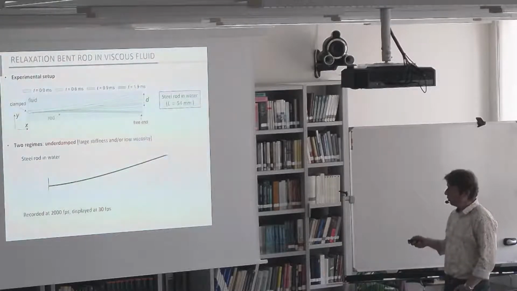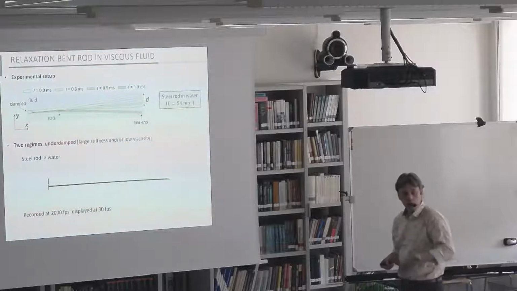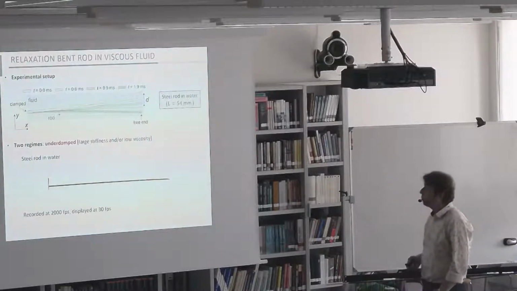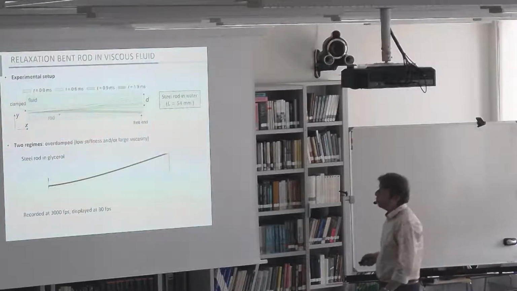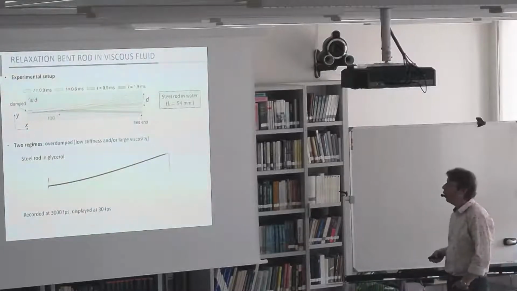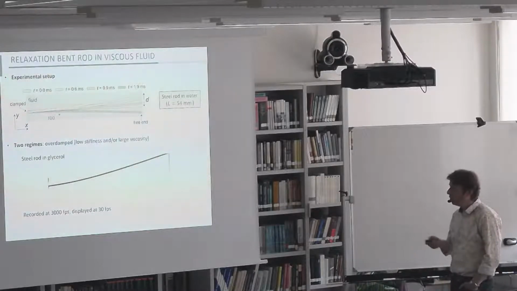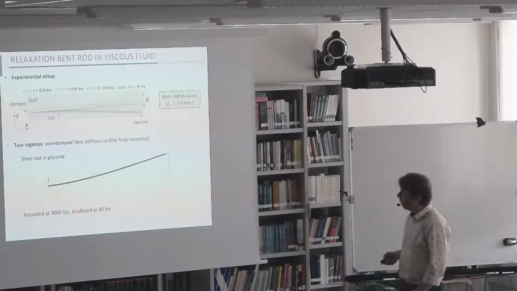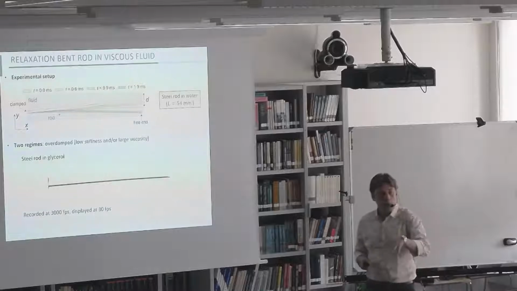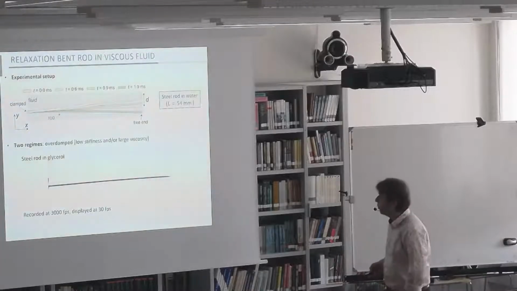So here this is the rod, which is bent, and you let it go, and you see that the tip of the rod oscillates and until you return to the equilibrium position. And you have another type of regime, overdamped, which happens when the stiffness of the rod is low or the viscosity is large. Here is again a steel rod, but now in glycerol. And now the rod returns to equilibrium without oscillation.